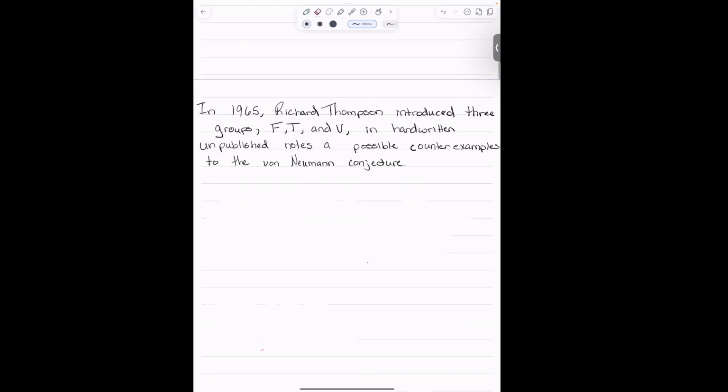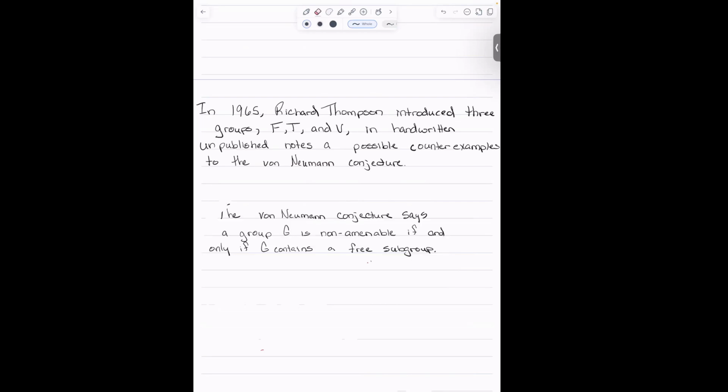So the focus of the talk is really going to be on a specific group, and that is Thompson's group V. Historically, the place the Thompson groups showed up first was in 1965 when Thompson introduced three groups at the time. These groups are now generally referred to as F, T, and V. He introduced these in some handwritten notes that never ended up actually being published. Part of his motivation for introducing these was to produce possible counterexamples to the von Neumann conjecture.